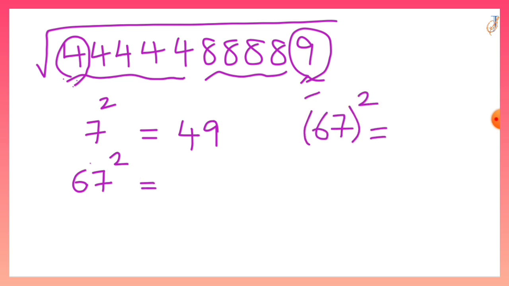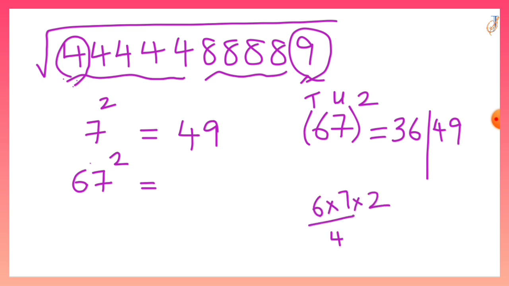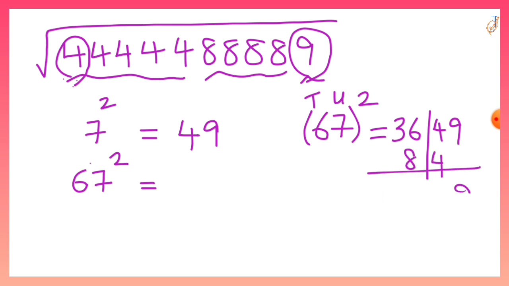First, square the tens digit, then the units digit. Squaring the tens digit, 6 power 2, we get 36. Squaring the units digit, 7 power 2, we get 49. The second step is to multiply all the numbers, that is 6 times 7 times 2. 6 times 7 is 42, times 2 is 84. After adding, you will get 4489. So we are getting 4, 4, 8, 9.